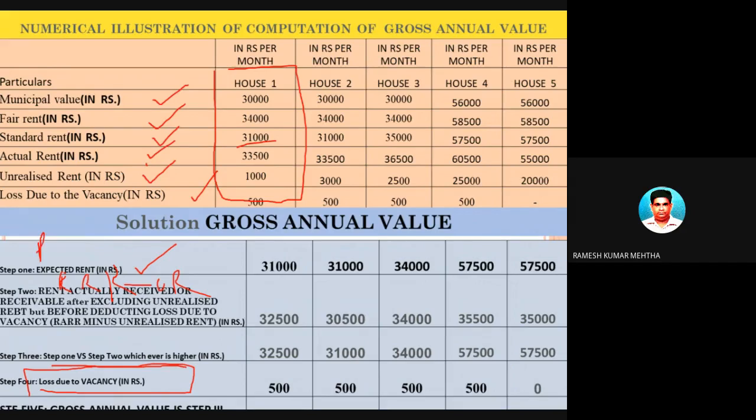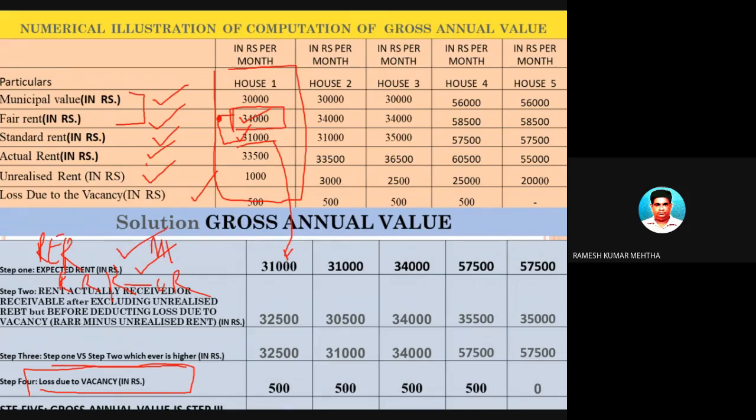If you want to find out the reasonable expected rent, that is step number 1, or expected rent as we call it, you have to compare municipal valuation versus fair rent, whichever is highest. In this case, 30,000 versus 34,000, whichever is highest is 34,000. After you have found this, you have to compare the resultant figure with standard rent, and whichever is the lowest, that is the expected rent. So 34,000 versus 31,000, whichever is lowest is 31,000. That is the reasonable expected rent. So step number 1 we have calculated.